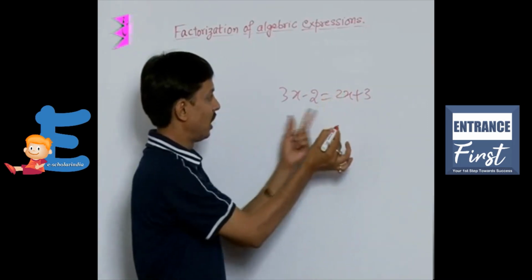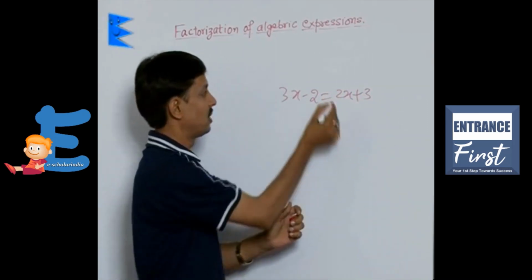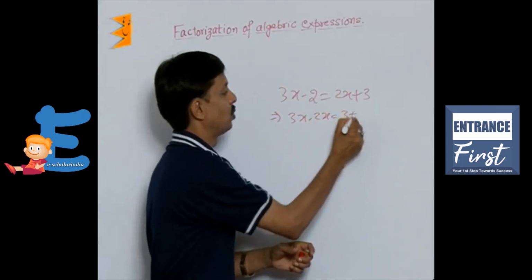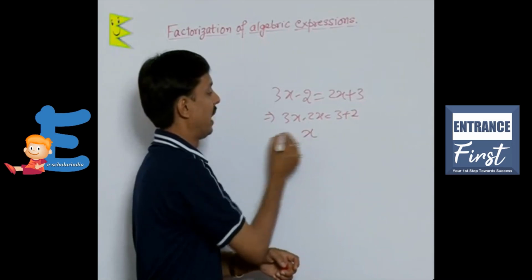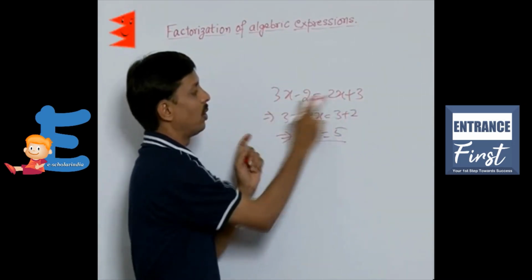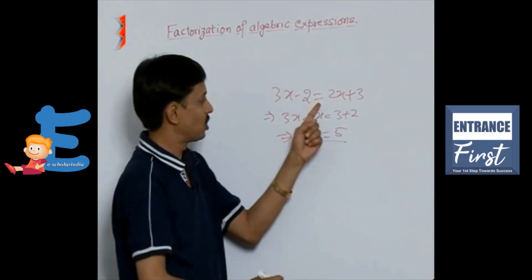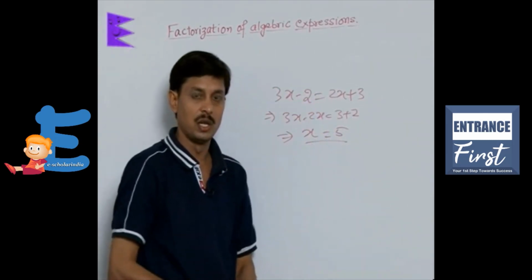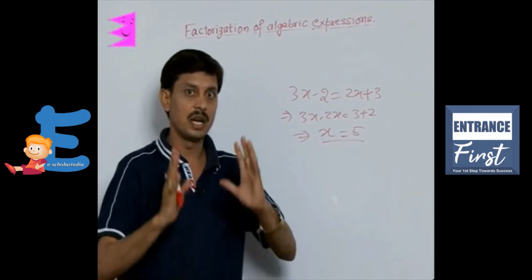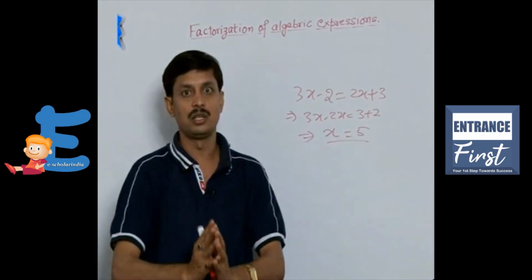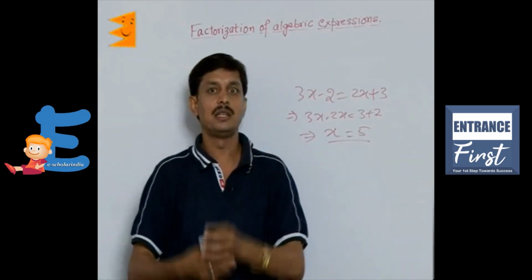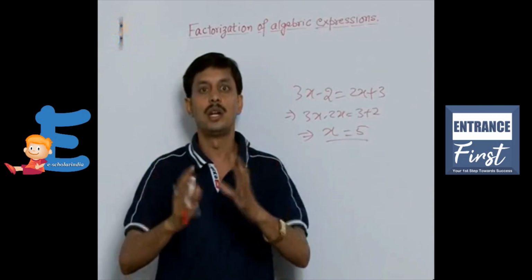When I ask what is the possible value of x, I can say this is 3x minus 2x is equal to 3 plus 2. So x is equal to 5. This can be verified only at one value, 5. So this is not an identity, this is an equation. So the difference between equation and identity is this: an identity is that relation which is true for every value of the variable, whereas an equation is true on a certain number of values.